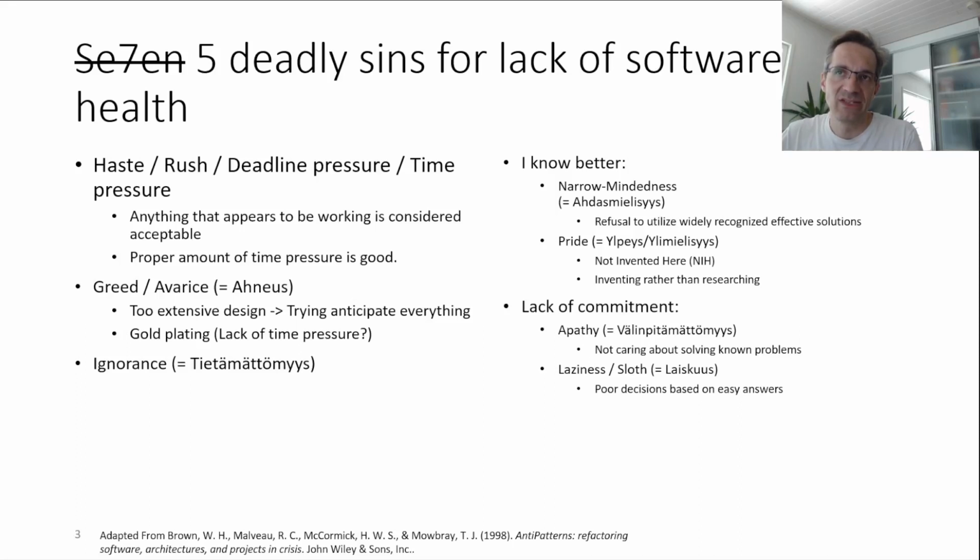First one is haste, or rush, or deadline pressure, or time pressure. Under time pressure, we tend to cut corners, we try to go too fast, and as we go too fast, we make mistakes. We also lower our standard of quality, so anything that appears to be working is considered acceptable. Concerning the speed, there is the so-called speed accuracy trade-off, which pretty much states that the faster you try to go, the more mistakes you will make.